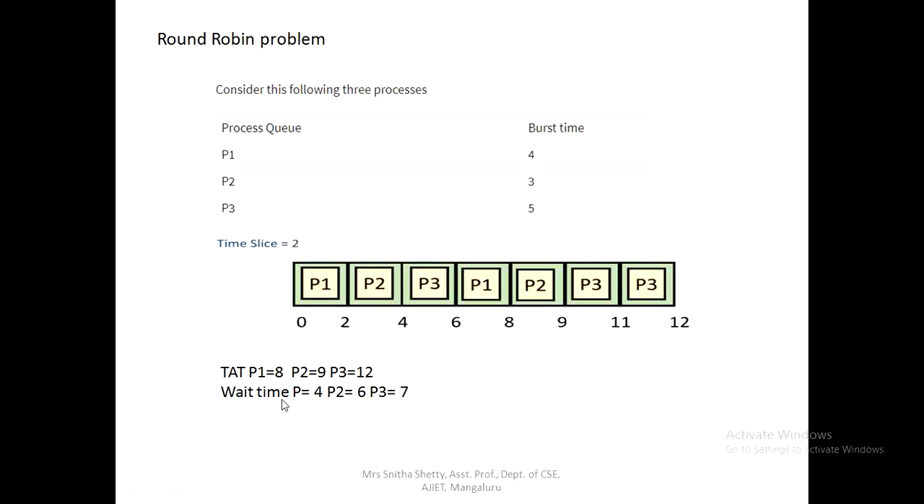So what is waiting time? Waiting time is nothing but turnaround time minus service time. Here P1's turnaround time is 8, and its burst time, or service time, is 4. So 8 minus 4 is 4 for P1, for P2 it is 9 minus 3, which is 6, and for P3 it is 12 minus 5, which is 7. So this is the turnaround time and this is the waiting time. This is how we calculate turnaround time and waiting time in a round robin algorithm.